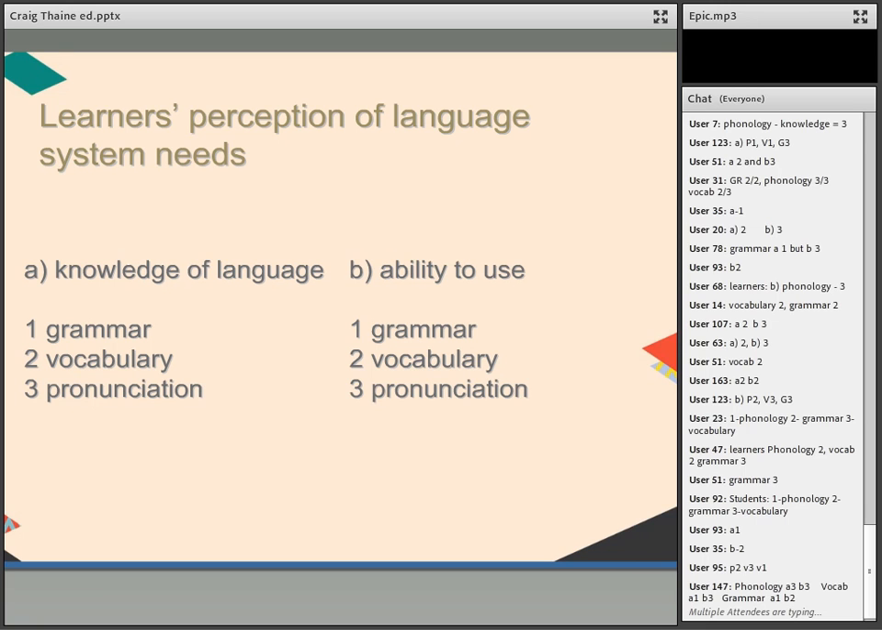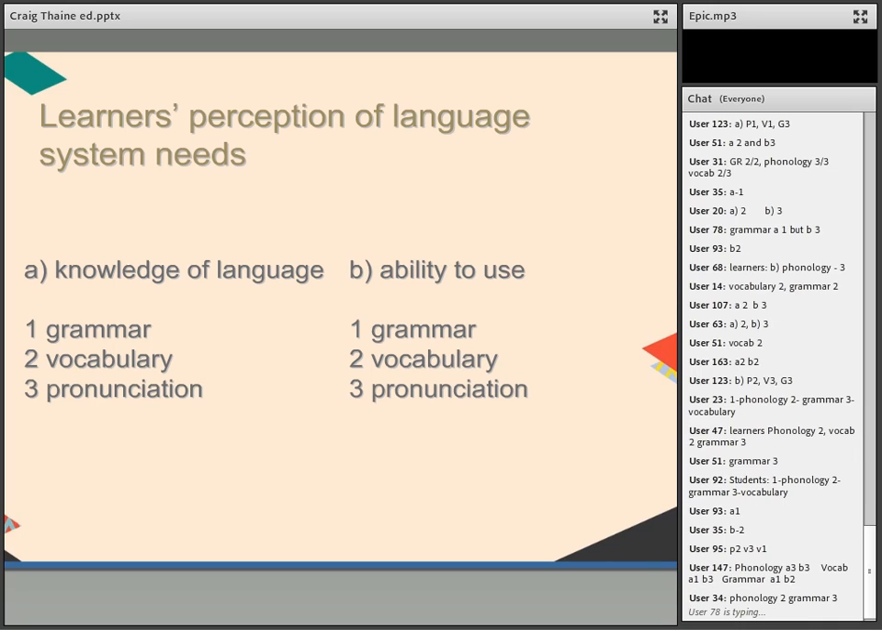Their replies were quite neat in the sense that there is a direct relationship between how much they felt they knew about one of the language systems in relation to their ability to use it. So quite a few of you before were focusing on pronunciation, and in fact this is what they saw as their greatest area of need in terms of knowing about pronunciation, but also their ability to use pronunciation well and feel confident with it. They didn't feel confident at all, which I was quite surprised by.